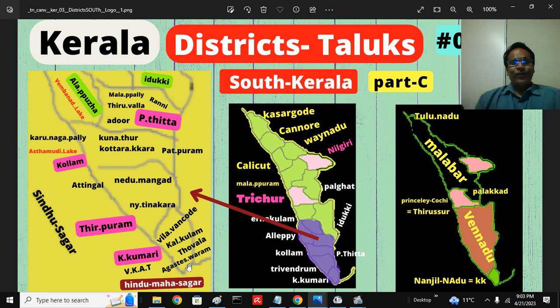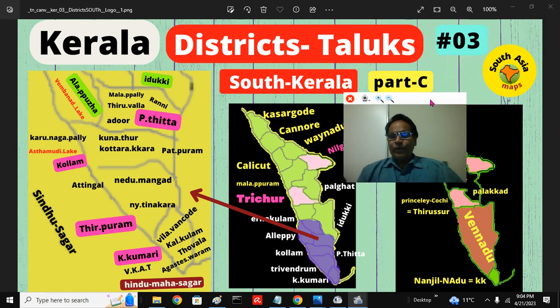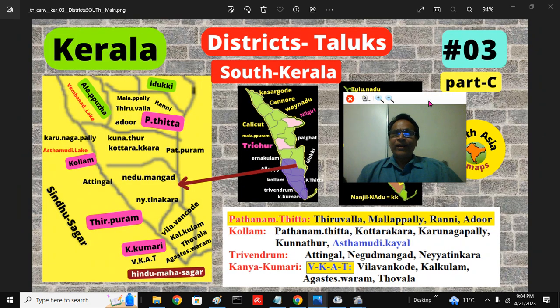So, these four taluks today you can very easily remember. If you remember, Venkat, that is Vilavancode, Kalkulam, Thovala, Agasteeswaram, those are today parts of Kanyakumari district, which was awarded from the Travancore region to Tamil Nadu in the 1956 States Reorganisation Act.